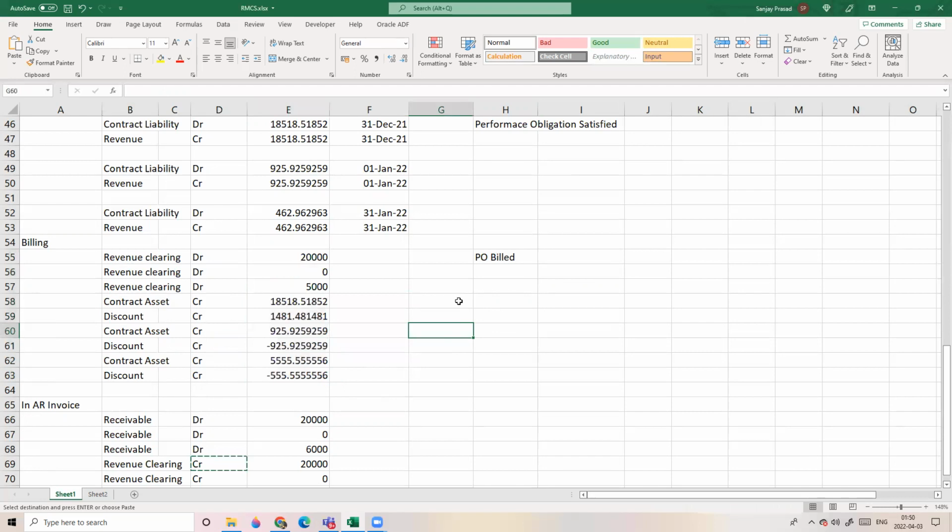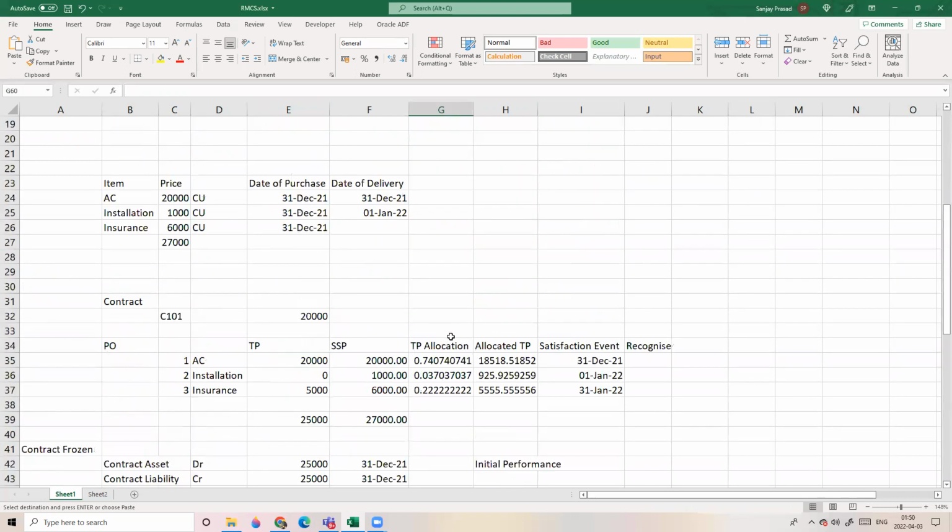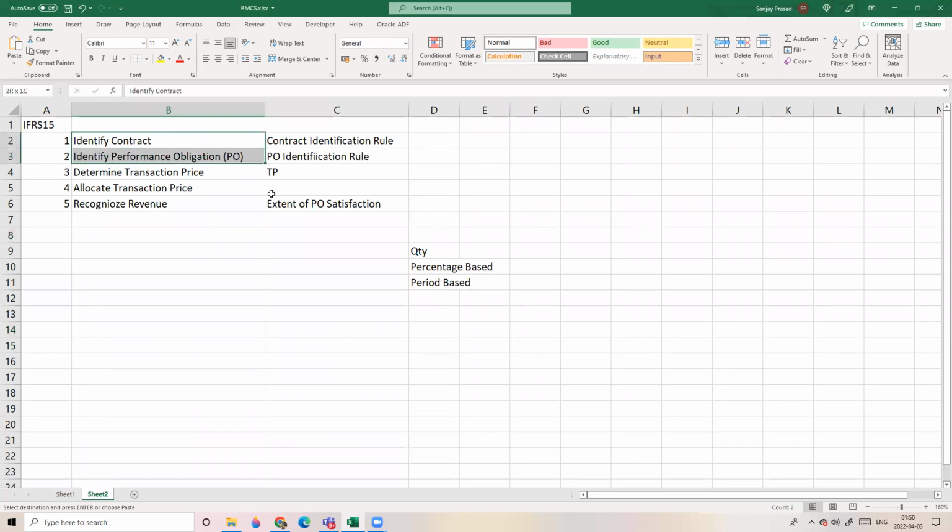So I hope this accounting entry is clear. With this, I think I have covered more of the conceptual part for RMCS. Now, in the next video, we will go through this in the RMCS application in Fusion Financials.